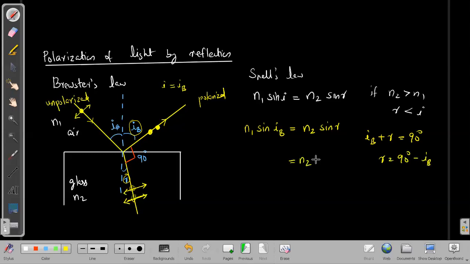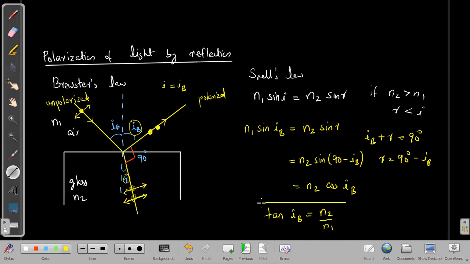So this becomes N2 sin(90 minus IB), and sin(90 minus IB) is simply cos IB. Moving cos to the left side, sin by cos is tan of IB, and that equals N2 by N1. This is the mathematical expression for the Brewster's law, and IB is called the Brewster's angle. We can calculate the Brewster's angle of any interface using this relation.